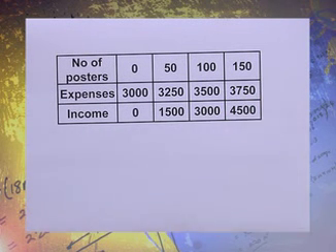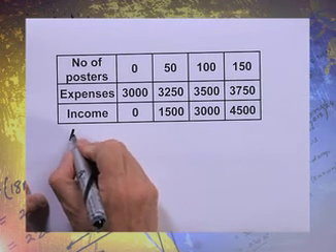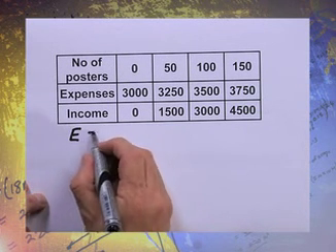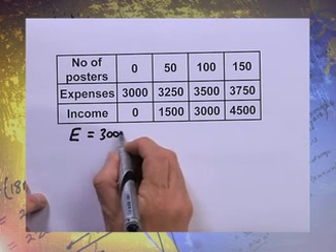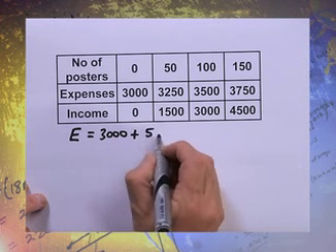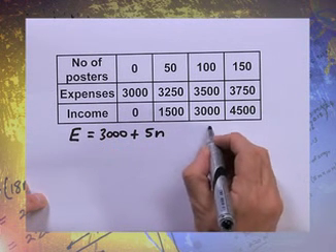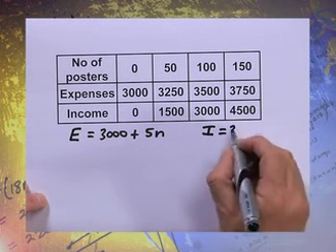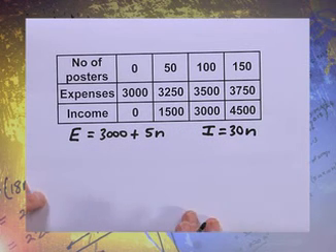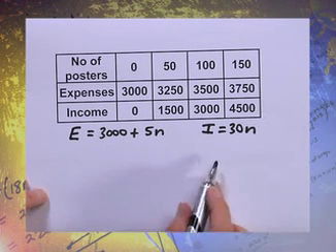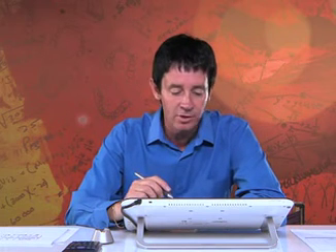And let's just write down the equations quickly. The expense equation, this was wonderful. This was the fixed expenses plus 5 multiplied by the number of posters. The income equation was 30 Rand times the number of posters made. Now we're going to have to draw some graphs of these. Graphs are very important in businesses. So let's have a look here.